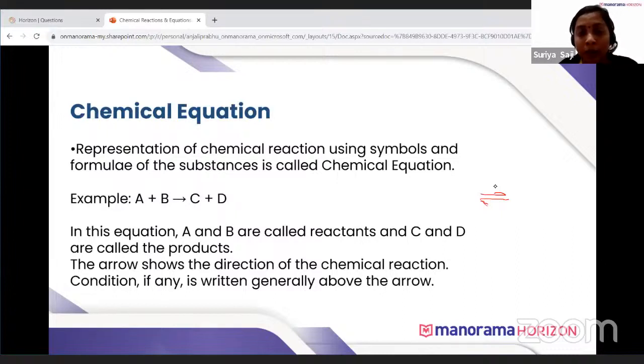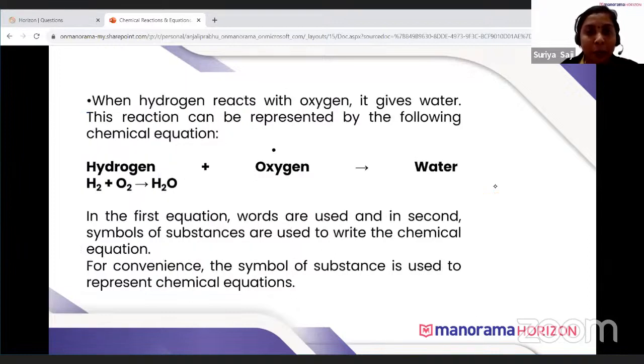So now we know that reactants and products we represent in chemical form. That is our chemical equation. This is a typical chemical equation. Now we have an example for the formation of water. Hydrogen reacts with oxygen, forming water. H2 is in gaseous state. It reacts with oxygen, which is also in gaseous state, to form water. In the first equation, words are used: hydrogen plus oxygen gives water. Every time we cannot use these long names, right? If it is ammonium chloride and so on, practically it is not possible to always use chemical names. That is why we use chemical symbols to represent chemical reactions in chemical equations.